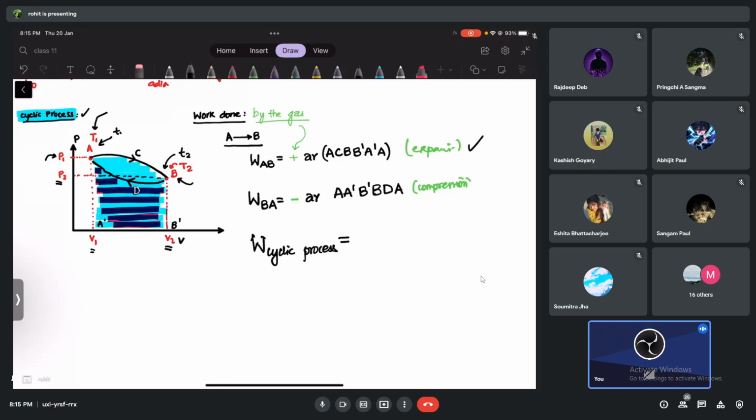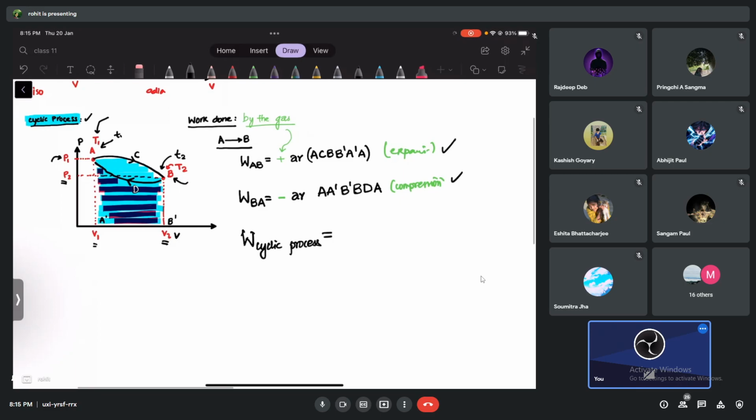Will I use these two or not? Will I add them or subtract them? What do you think? Subtract. No, add them. Total work done, WAB plus WBA. But obviously this is going to be negative, so we are going to subtract the areas. Okay, that is a different thing. But total means always what? Add, no? Yes, sir. Okay, total means add. Obviously one of them is negative, that's not a problem.